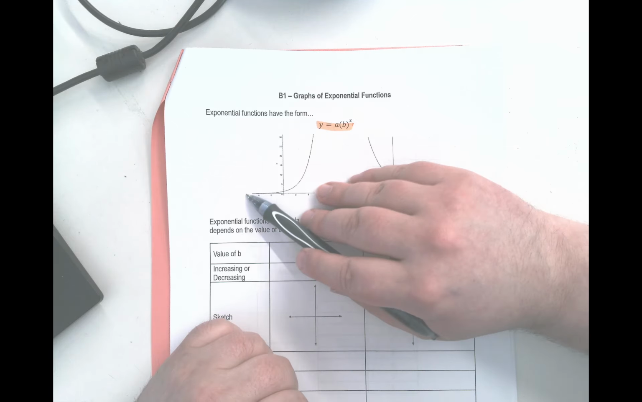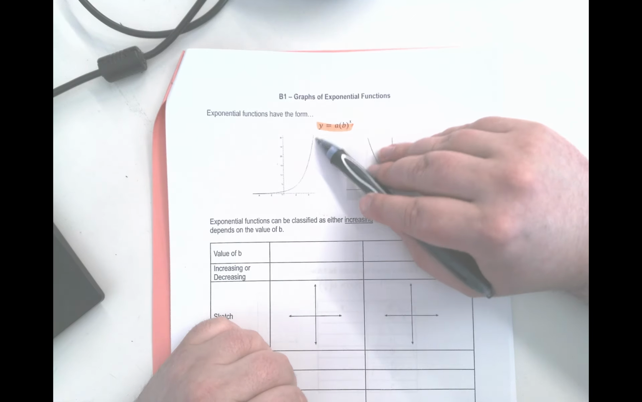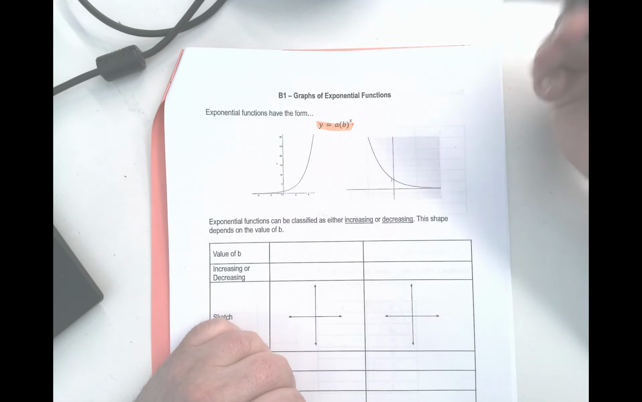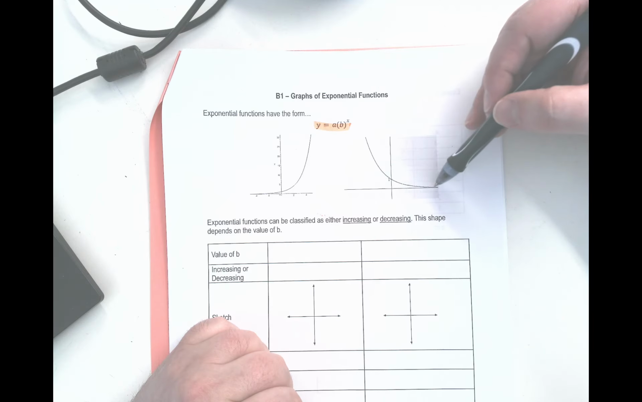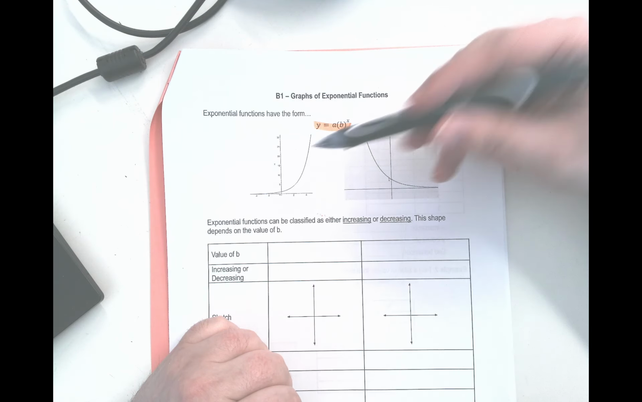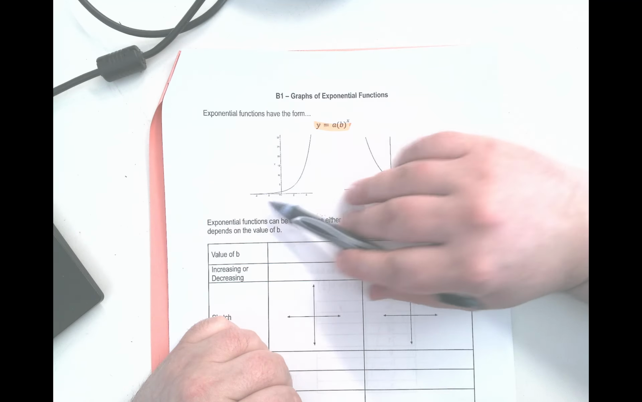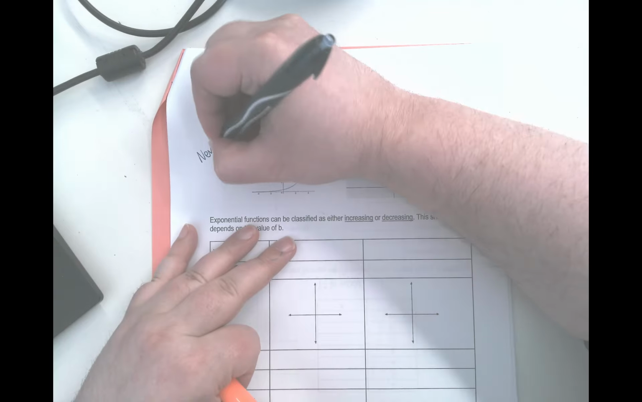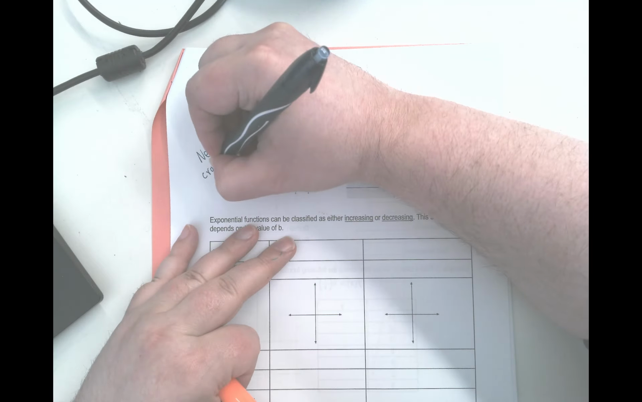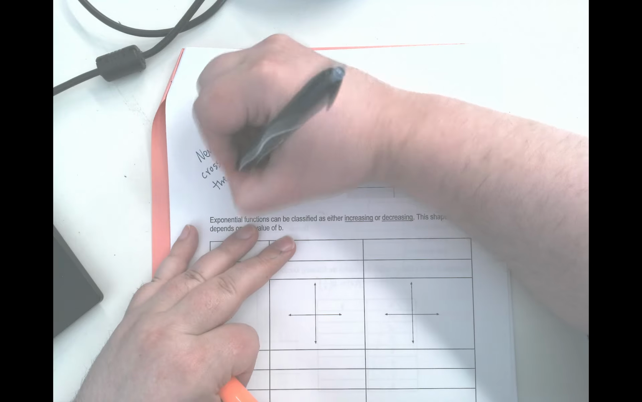The first one starts down low and it increases as we move further to the right, or we start high and we get lower and lower as we go along. But if you look at these two graphs, they never cross the x-axis. They never cross the x-axis.